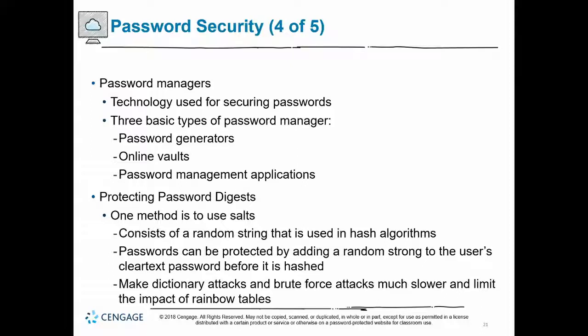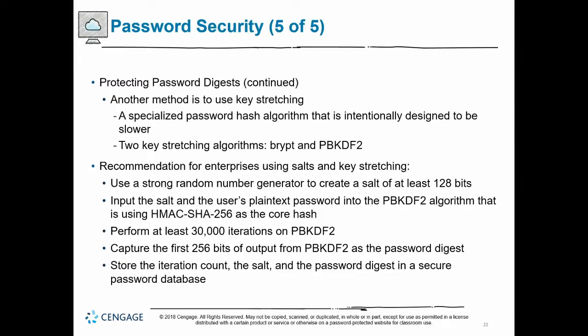Using the hash algorithms, passwords can be protected by adding a random string to the user's clear text password before it's hashed, which makes dictionary and brute force attacks much slower, and limits the impact of rainbow tables. Another method is to use key stretching, a specialized password hash algorithm that is intentionally designed to be slower. Two key stretching algorithms are bcrypt and PBKDF2.